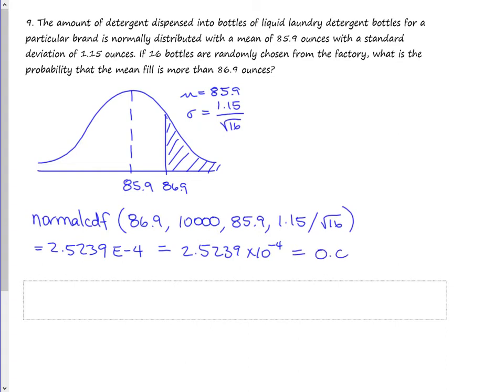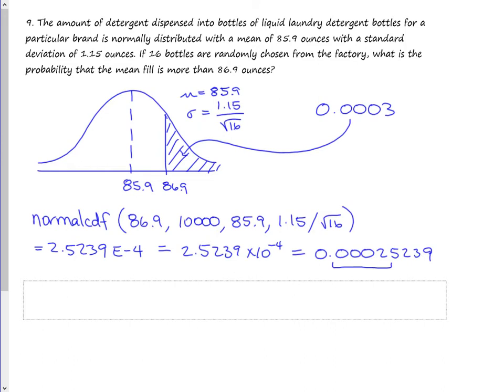So 0.00025239. And if I round that to 4 decimal places, as we normally do, that's going to make it 0.0003 is that probability. So that's what that area there represents. Clearly it's not to scale, but the concept of just making sure you're shading to the left, shading to the right in the proper situations, that's what your sketch is all about.